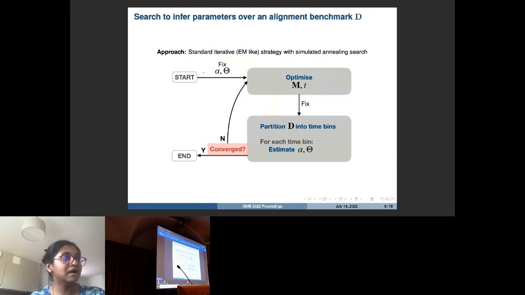So we start by fixing the 3-state alignment model parameters that are described by the Dirichlet parameters. And then we optimize the substitution matrix, the Markov model, and the evolutionary time associated with that. And then we fix them, and then we partition this entire data set into time bins based on their evolutionary time. And then for each time, we estimate the Dirichlet parameters again. And then we do this iteratively until convergence. So with this, we were able to actually infer Markov models across several benchmarks. And I'm very excited to share the results here.